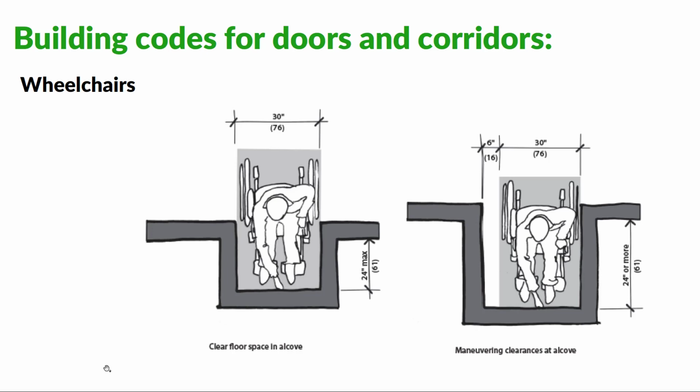We need to think about the clear space required in things like alcoves and how someone in a wheelchair might turn around. Thinking about that 30-inch by 48-inch rectangle that's required, first of all, with that alcove, the maximum depth that something like that could have would be 24 inches. And thinking about maneuvering clearance, we want an extra 6 inches on the side if that alcove is deeper than 24 inches.